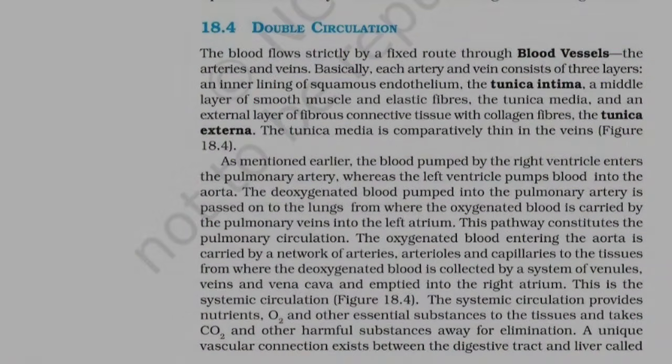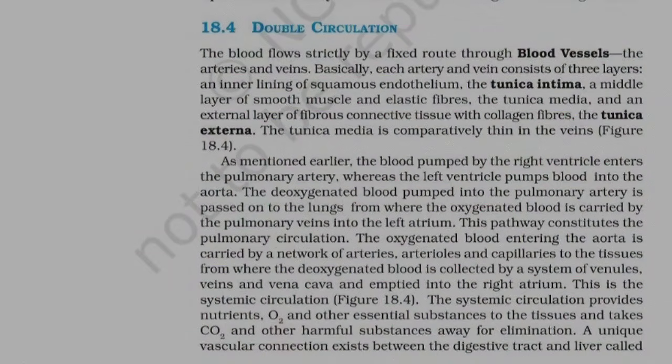18.4. Double circulation. The blood flows strictly by a fixed route through blood vessels, the arteries and veins. Basically, each artery and vein consists of 3 layers: an inner lining of squamous endothelium, the tunica intima, a middle layer of smooth muscle and elastic fibers, the tunica media, and an external layer of fibrous connective tissue with collagen fibers, the tunica externa. The tunica media is comparatively thin in the veins.